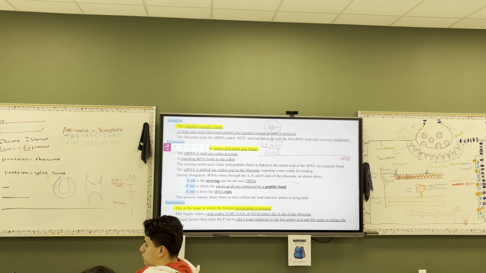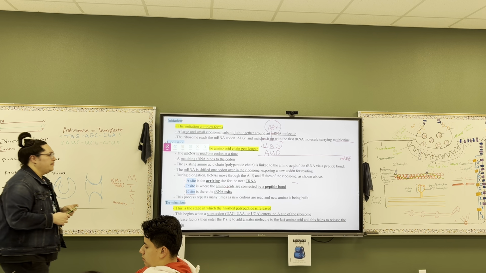Okay, great. The last step is called termination. Termination means that it's going to stop. But when does a ribosome stop making a protein or a polypeptide chain? When it reaches the stop codon. That's it. One more time. When does a ribosome stop making a polypeptide or a protein? When it reaches the stop codon. And that's exactly what that means.